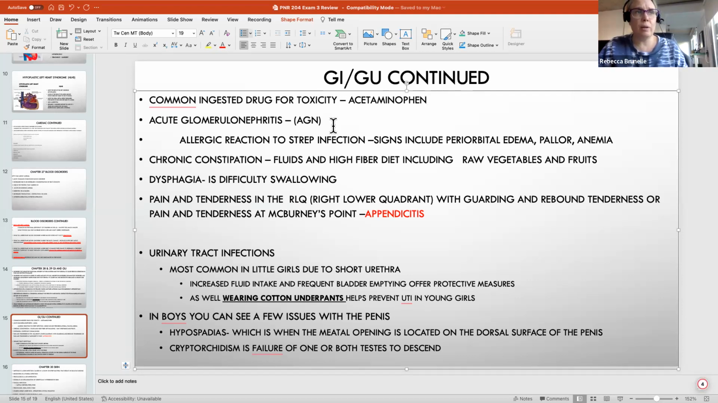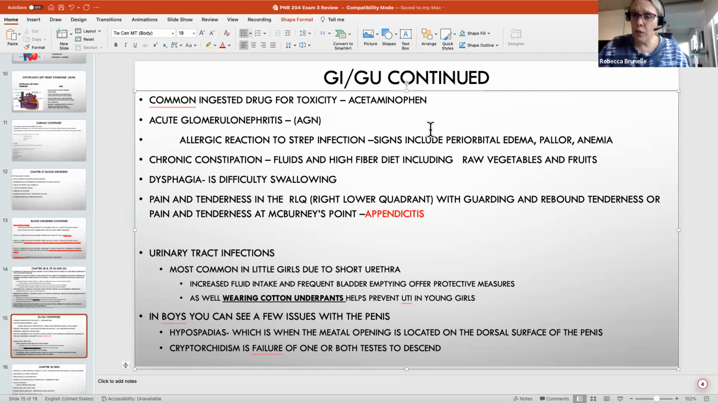And then acute glomerular nephritis, we talked about this also with strep throat. This is where you have like an allergic reaction to the strep bacteria, and it ends up attacking your kidneys. What that is, it's just not filtering. The filter part of your kidney is not filtering correctly. And so protein is getting through the holes, right?